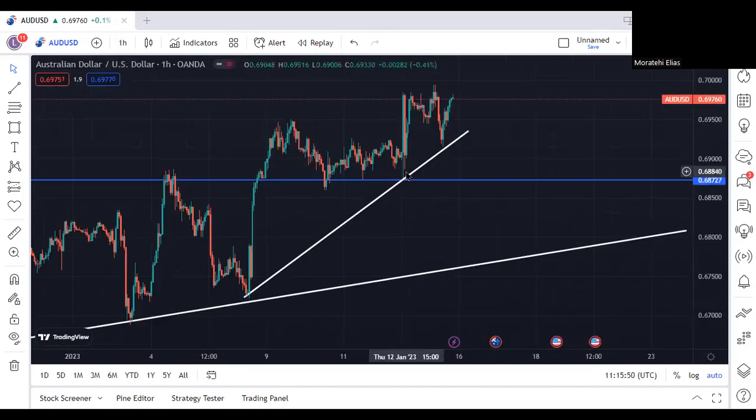First time, second time. This is where the third time is, even though it did not touch the trend line, but this is where the third touch is. This is where you're going to buy. And then later, if the market drops, you buy again.